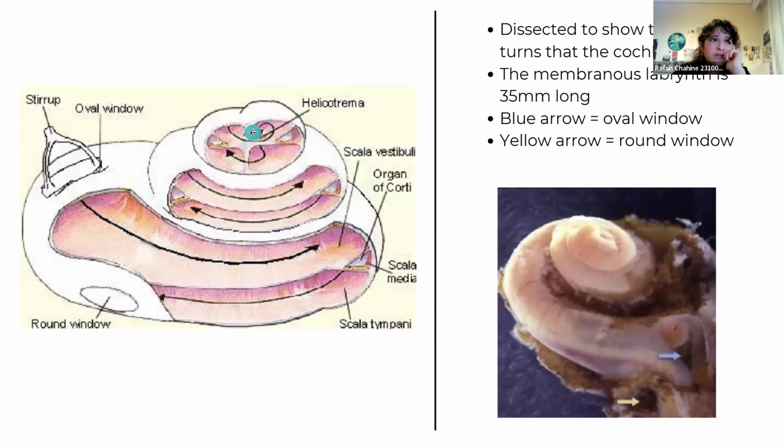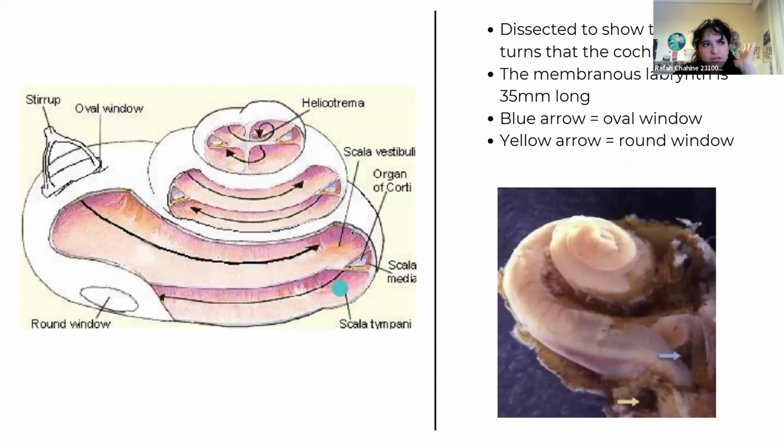And remember how I said that the scala vestibuli and the tympani are connected at the helicotrema? That means that as the fluid is moving at the scala vestibuli, when it reaches the helicotrema, that same movement of fluid will continue at the scala tympani. Okay, fine. This is relevant when we understand what's going to happen to the scala media.